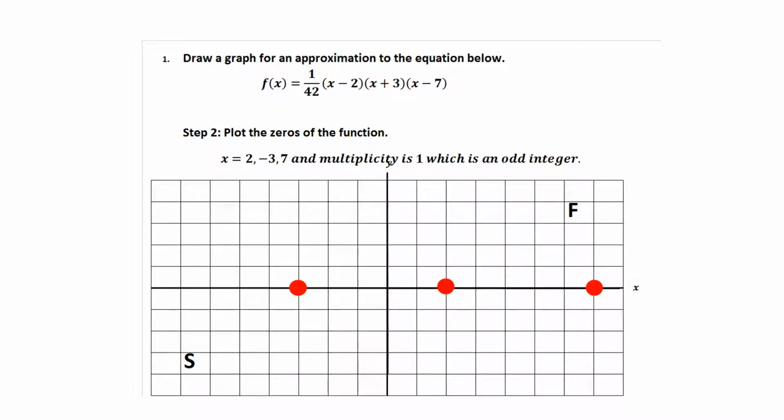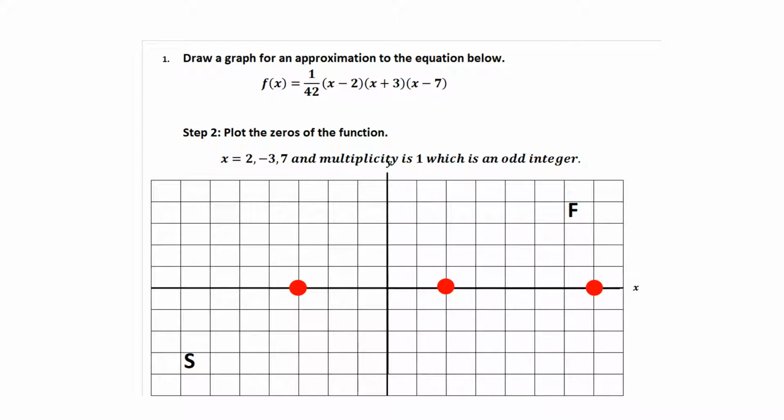Now we're going to plot the zeros of the function. Those are the numbers that make f of x 0. Certainly if you let x equal 2, f of 2 is 0, so we have a big red dot at 2. If you let x equal negative 3, you would have 0. There's a big dot at negative 3. And if you let x equal 7, you would also have a 0 for the function. And just to be sure, we count over blocks: 1, 2, 3, 4, 5, 6, 7.